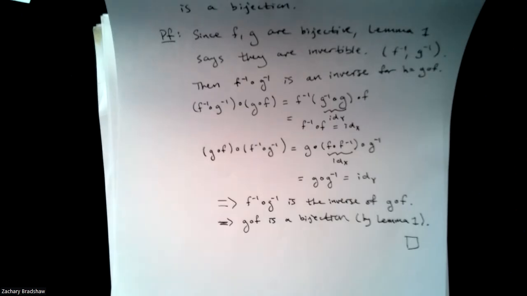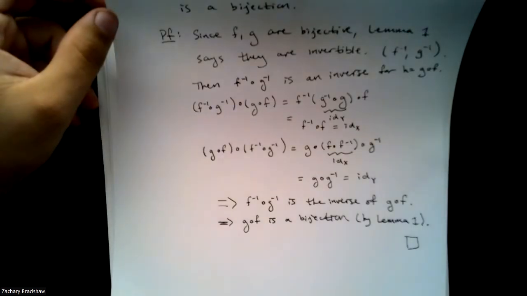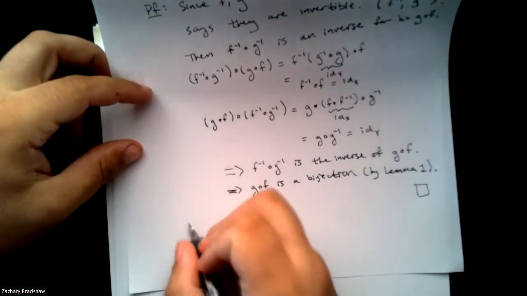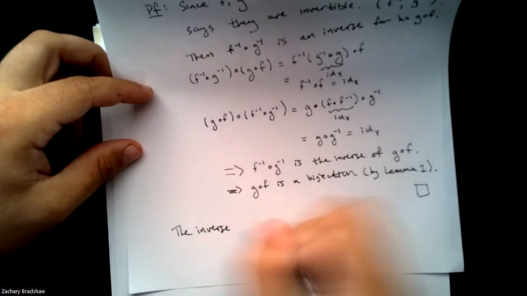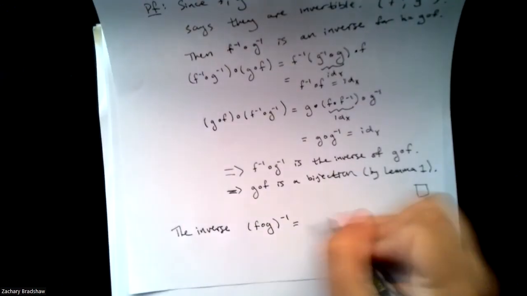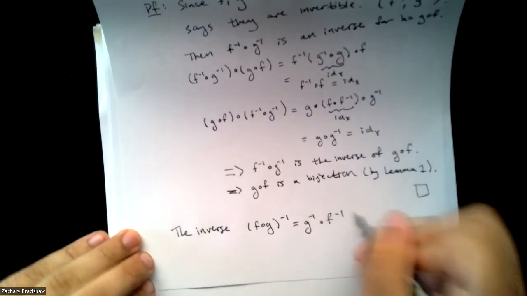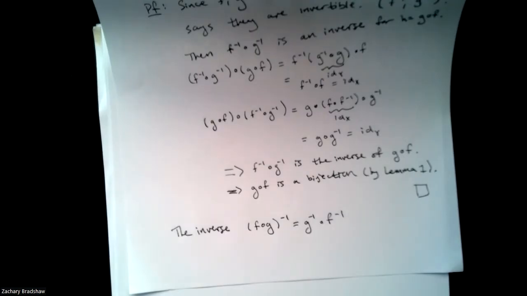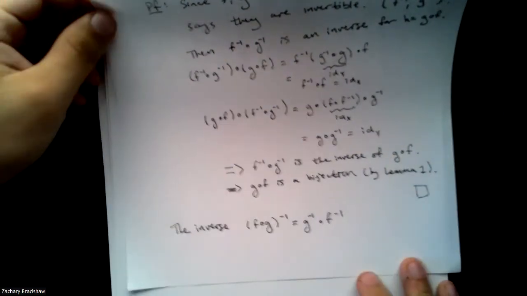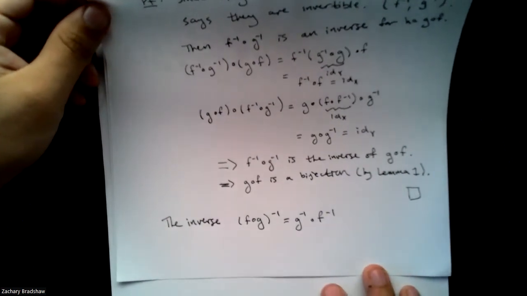The first one tells us that a map is bijective if and only if it's invertible. And the second one tells us that the composition of two bijective maps is also bijective. As a consequence of lemma 2, actually, we also get for free that the inverse of F of G is G inverse of F inverse. So the way to take the inverse of a composition is to invert the symbols and then distribute the -1 exponent. I shouldn't say exponent, it's not really an exponent, the superscript.